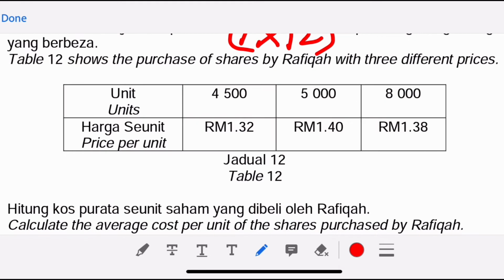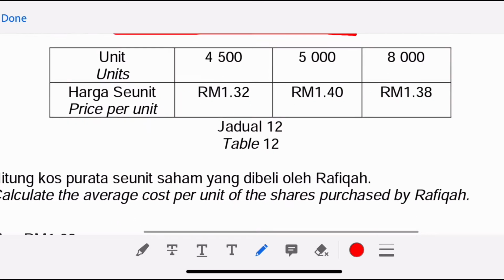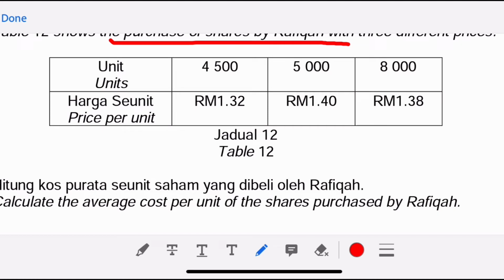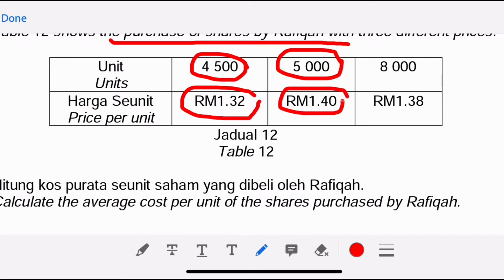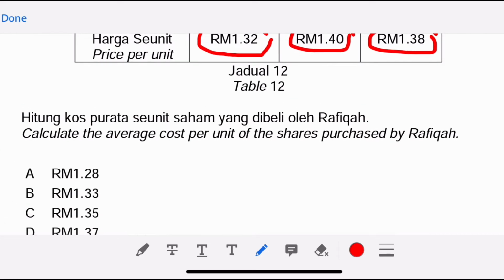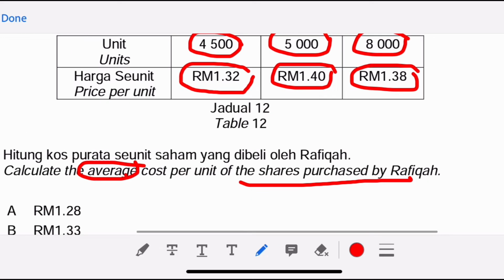Now we go to number 12. Table 12 shows the purchase of shares by Rafida at 3 different prices. So let's study the shares. The number of units is 4,500, the price per unit is 1 ringgit 32 cent. 5,000 at 1 ringgit 40 cent, more expensive, and 8,000 at 1 ringgit 38 cent. So calculate the average cost of the share purchase of Rafida.